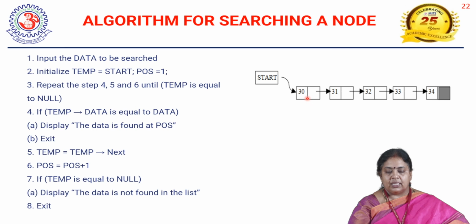Now the temp is this one. So what we are saying, temp equal to temp of next. So what is temp of next? This one. So temp becomes this one. Again we are going to increment the position. Position becomes 2. That is the second node. Again we are coming to this one.